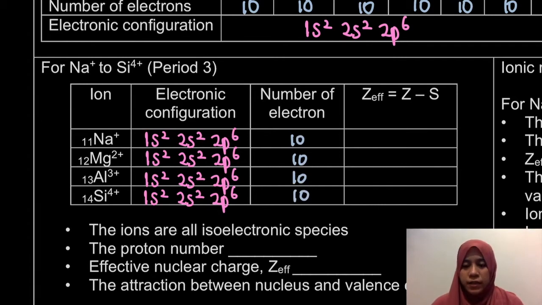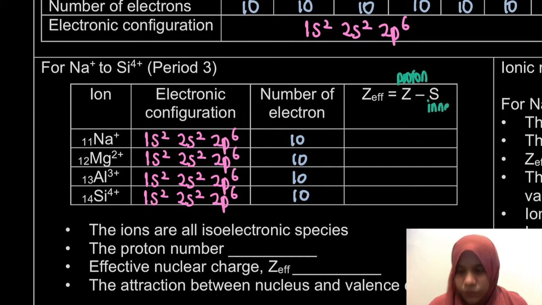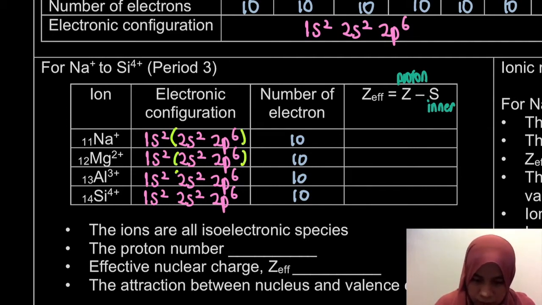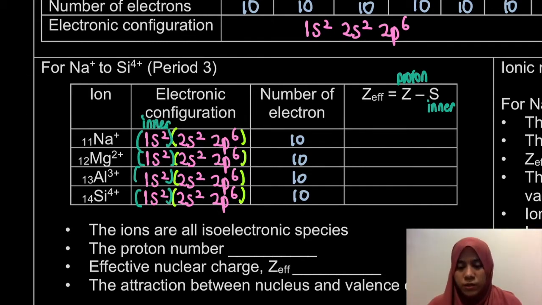But then let's calculate the ZEF. What does the ZEF here mean? Here is Z, which is our proton number. This S is the inner electron. In this case, this is our valence electron, and this is our inner electron. This green one is inner, the one that I'm using. So this is the inner electron. So, let's calculate the ZEF.